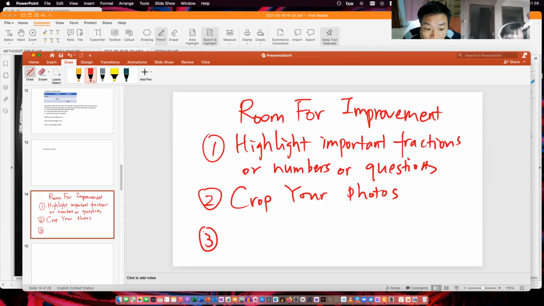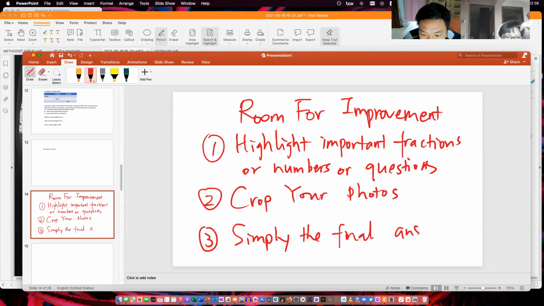Can you remember? Simplify the ratio. Simplify the final answer. Of course the answers, they are in ratio, right? Okay. Can or cannot? Yeah. Okay. Can you read these 3 to me one time?